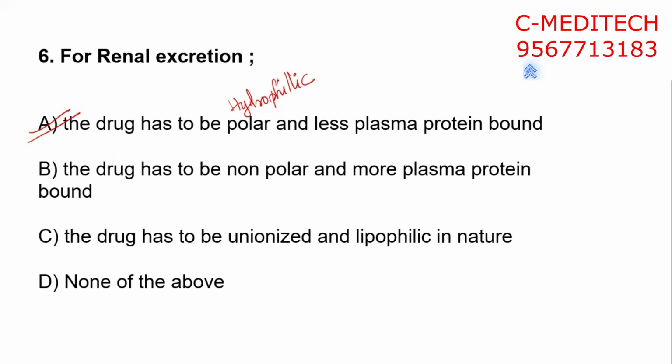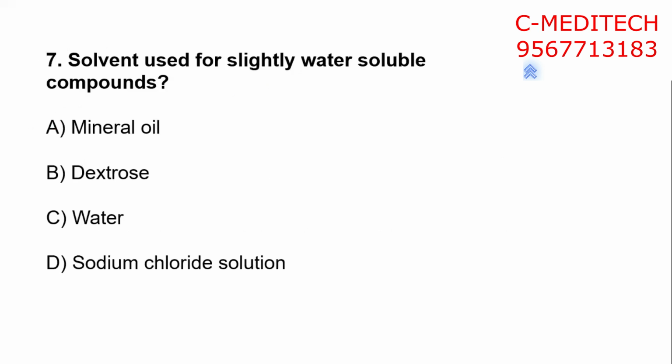So the right answer or the right option for question number 6 is A. The drug has to be polar and less plasma protein bound in nature. So now coming to question number 7. Which is the solvent used for a slightly water-soluble compound? Or which solvent can be used for a slightly water-soluble or poorly water-soluble compound?